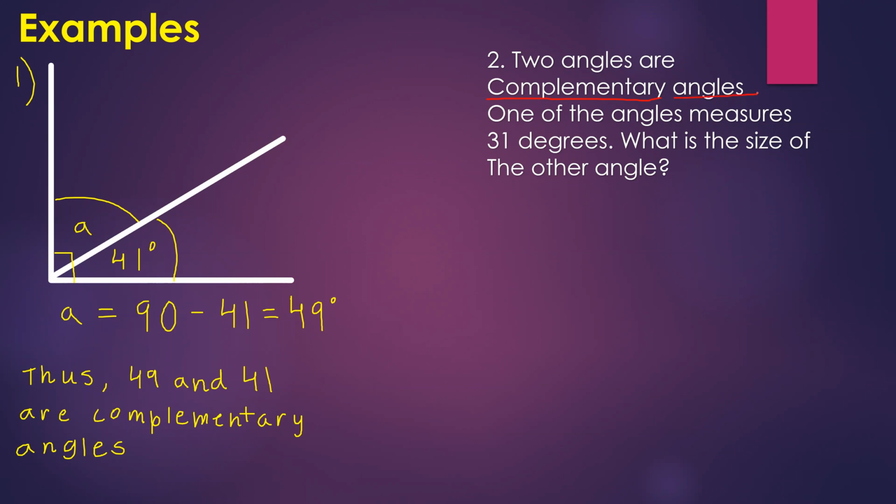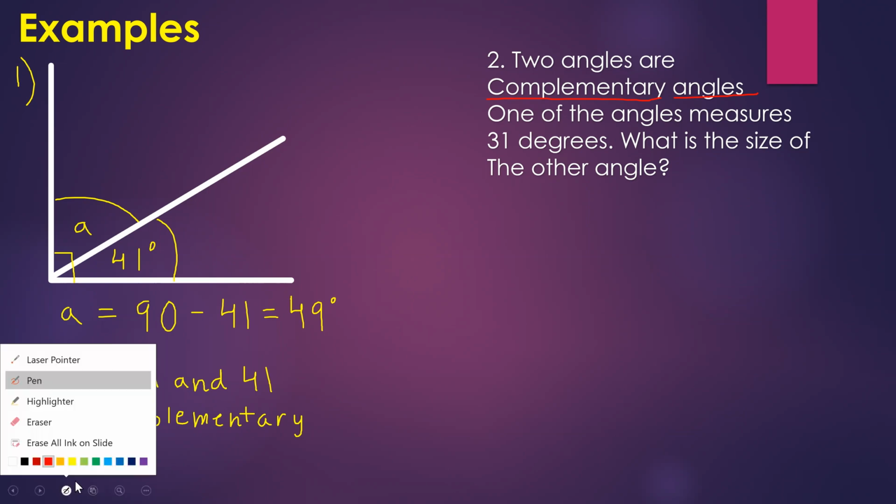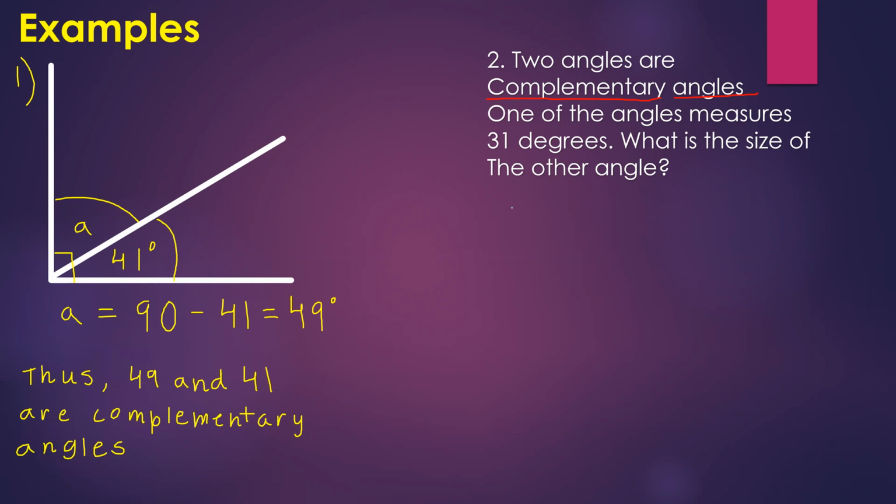So if we know that one of them is 31, then how are we going to get the size of the other angle? That's going to be what? 90 minus what? 90 minus 31. And what is 90 degrees minus 31? 59. Very good, 59. And so that's how we get the size of the other angle. So the size of the other angle is 59 degrees. All right, so that's another way that question could be phrased.